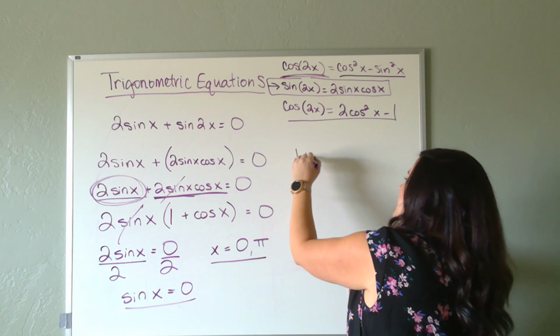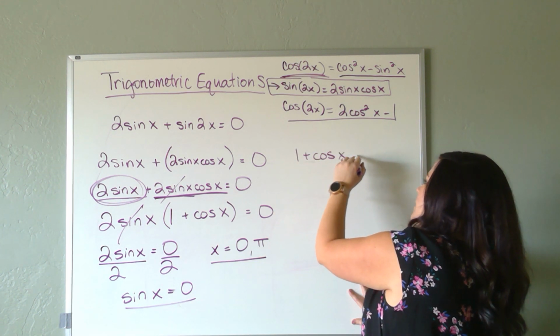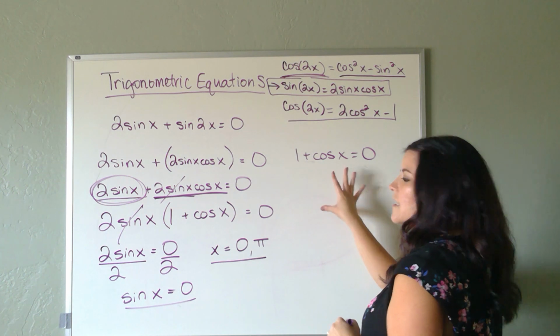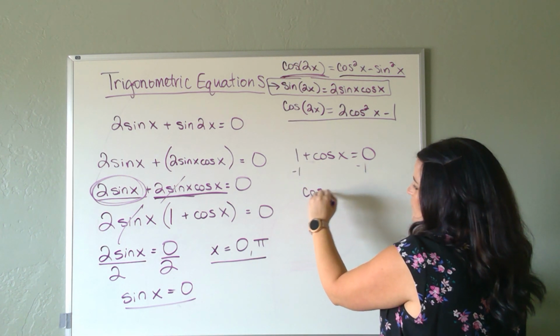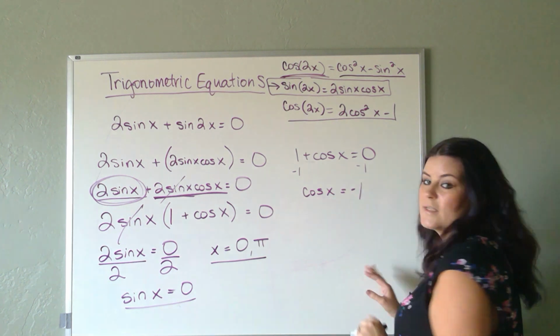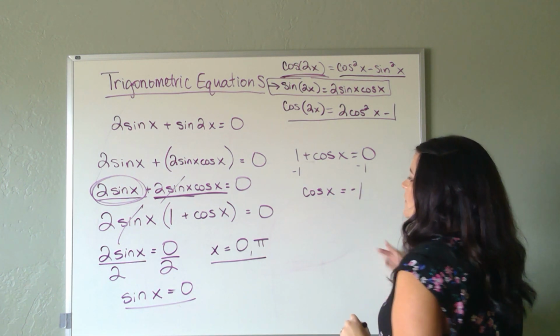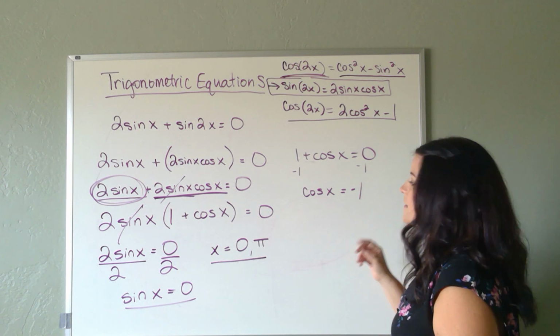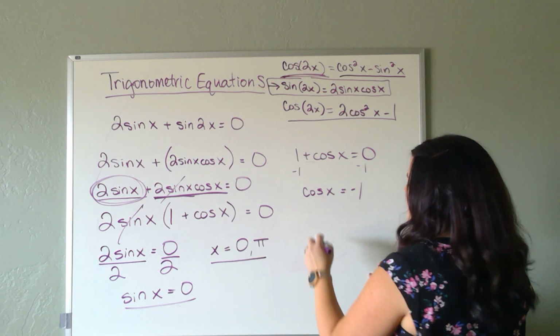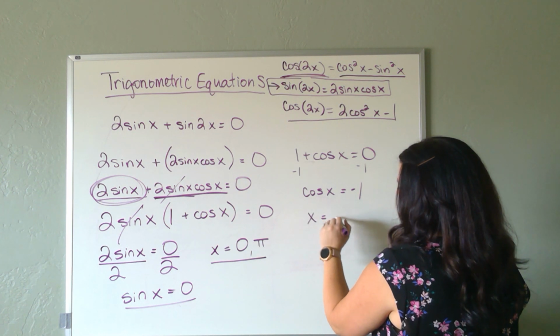1 plus cosine x, I have to set that equal to 0 also. So take that to the side. Subtract 1 on both sides to get cosine by itself. I have cosine x equals -1. Go to your unit circle. Where does that happen? We've actually had this particular one a lot today. It happens in one place. Cosine equals -1 at pi.